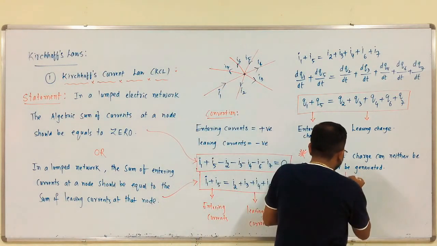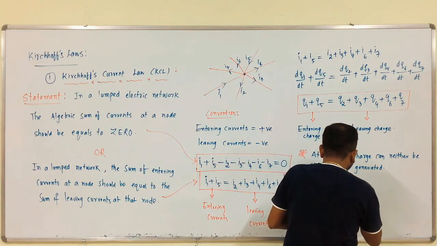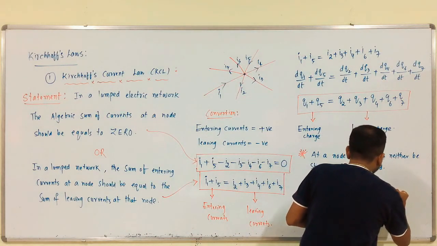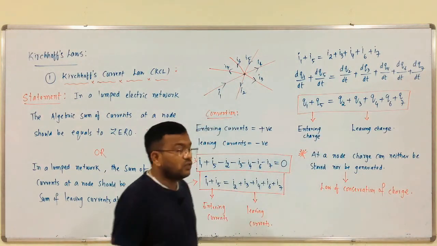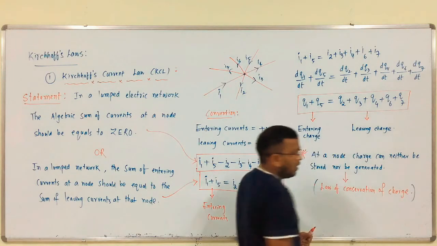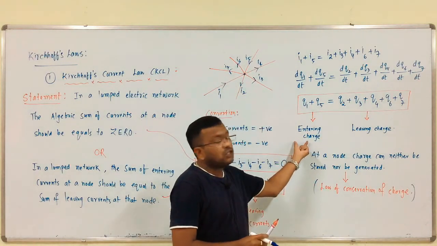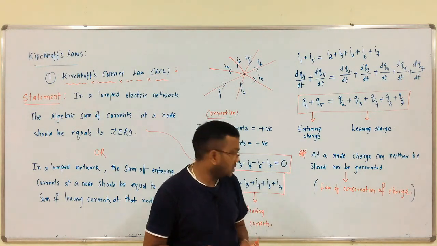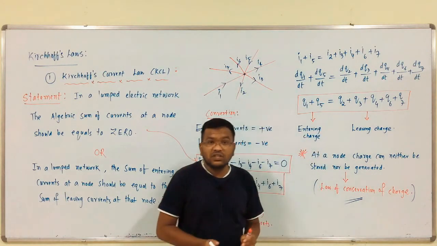This is the law of conservation of charge. So, KCL follows the law of conservation of charge, that is, the entering charge at a node should be equal to the leaving charge. So, KCL deals with the law of conservation of charge.